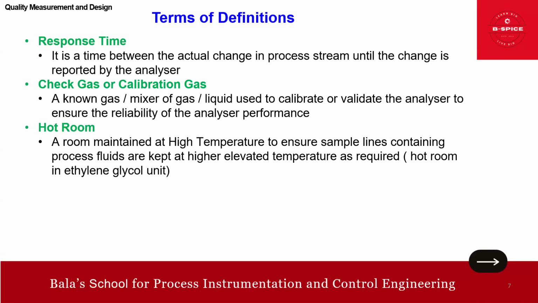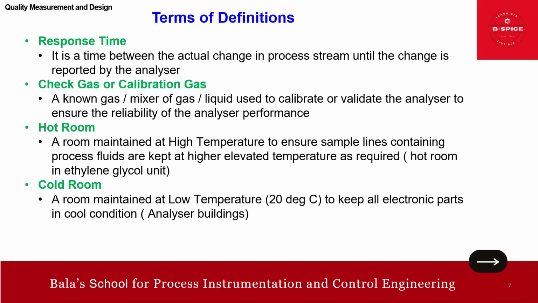Then hot room. So simple. This room is maintained at high temperature. What for? To ensure sample lines containing process fluid are kept at an elevated temperature. For example, in a glycol unit, a hot room. Okay. Then cold room. This room is maintained at low temperature, that is around 20 degrees centigrade. What for? To keep all the electronic parts in cool condition. Simple. Analyzer building. You would have seen analyzer buildings, right? Yes, that's it. So these are the complete terms of definition, friends.